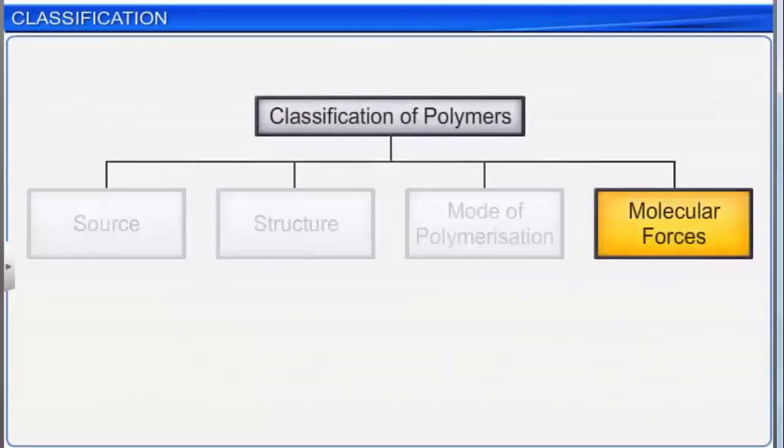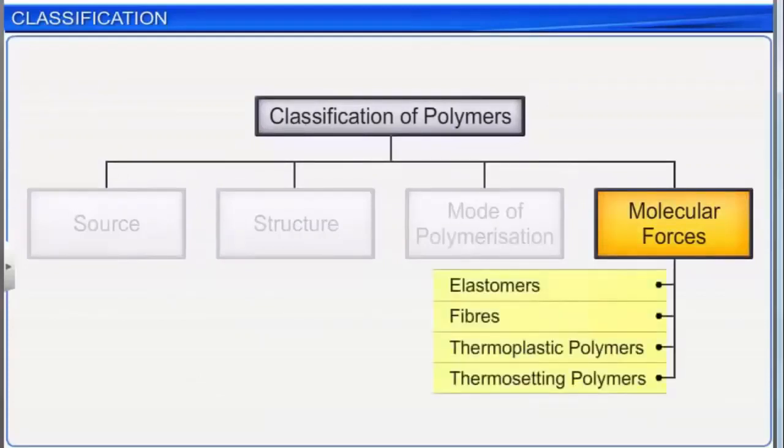Based on the molecular forces present in them, polymers are classified into 4 types: elastomers, fibers, thermoplastic polymers, and thermosetting polymers. Let us study them one by one and see how their molecular forces affect their physical properties.